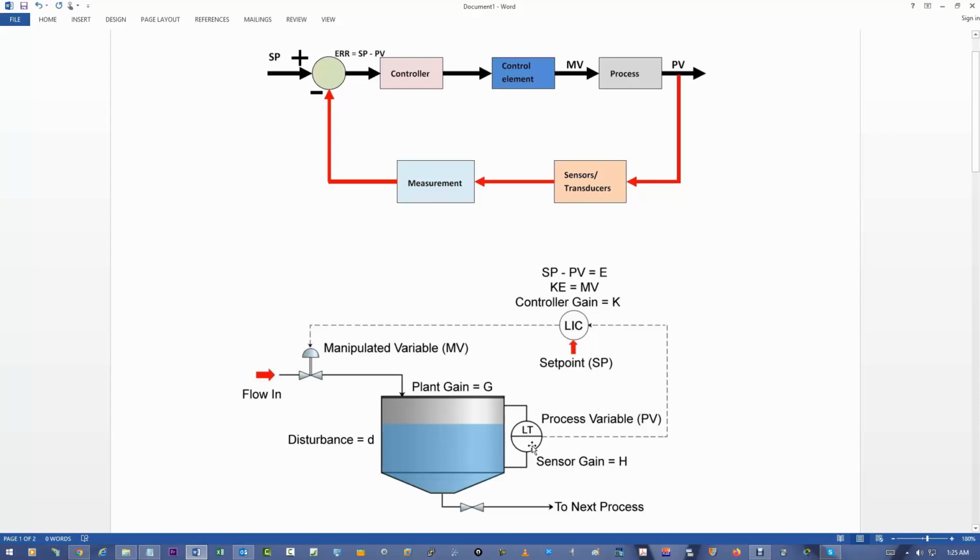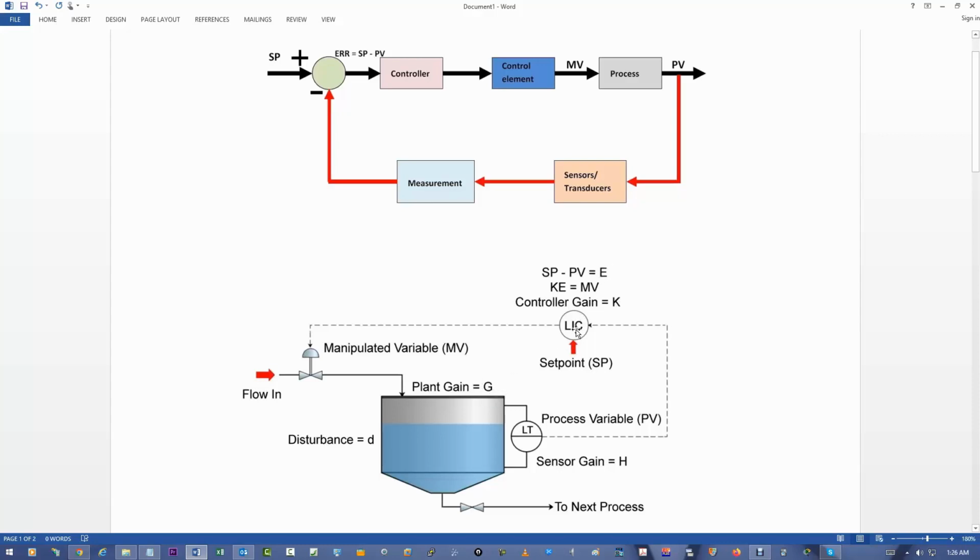The controller has a gain of K. We'll be using the gain of K for the controller. And the plant itself, the tank, whatever that would be, in this case a tank, will have a gain of G.